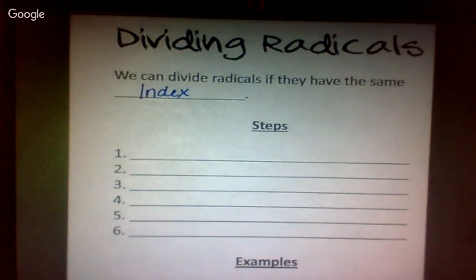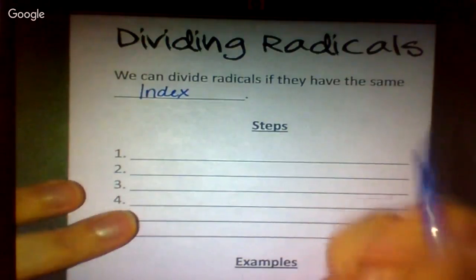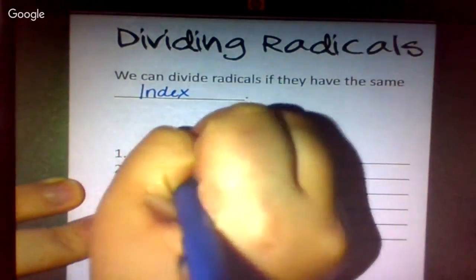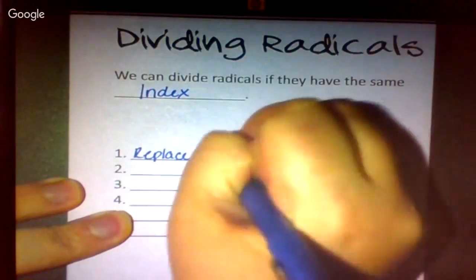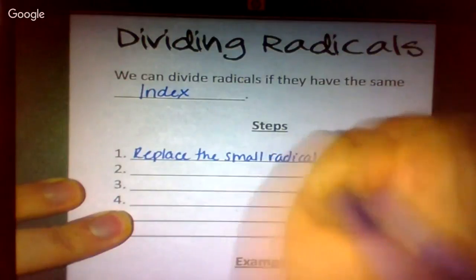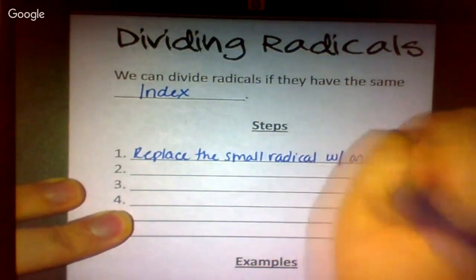There are 6 steps to solving these. Some of these you can actually shorten and combine once you get used to them, but we're going to break them down step by step. So, step number 1, replace the small radicals with one large one.